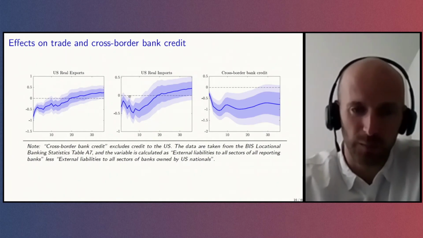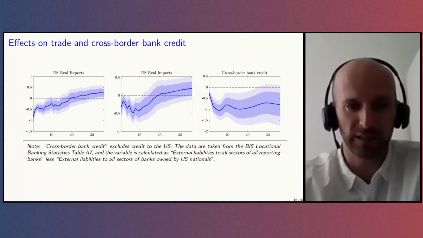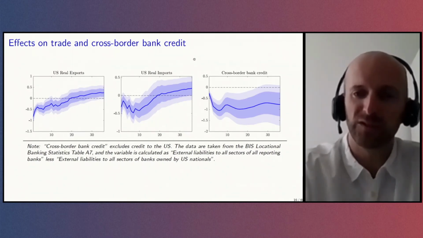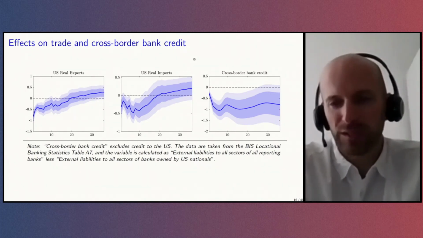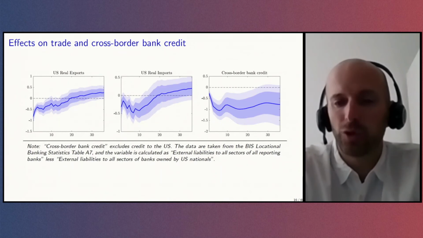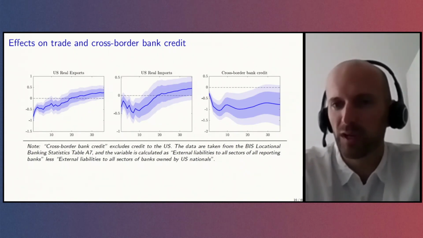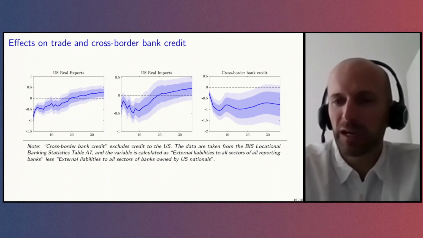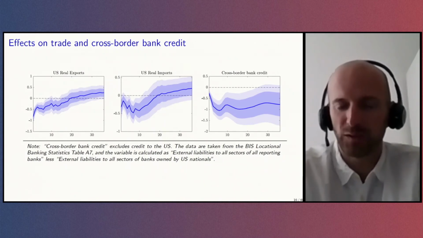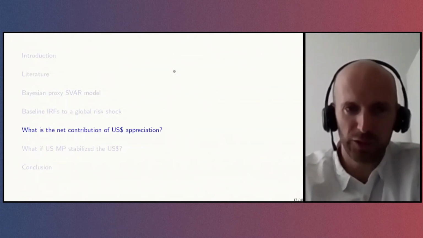Overall, you can see from this picture, however, that there's a contraction in US net exports, which is what we would expect if a trade channel was operative in the data. And in the right-hand side panel, you see a reflection of the tightening in global financial conditions, namely that cross-border bank credit to non-US borrowers, we net out the borrowing of US agents here, also collapses significantly in response to this global risk shock. Good. So what's the net contribution of dollar appreciation?